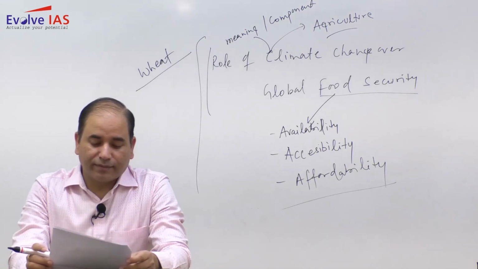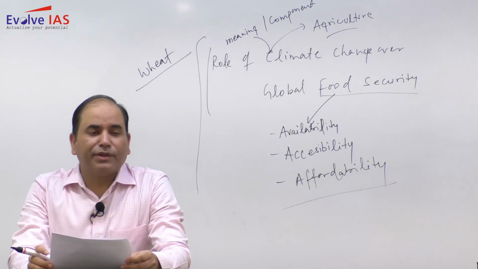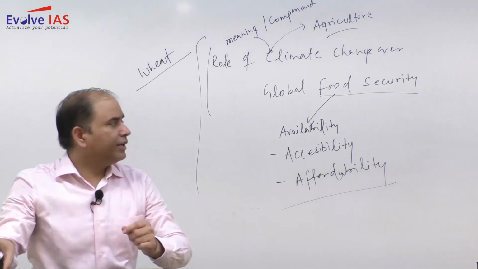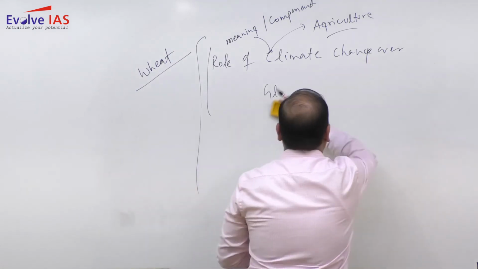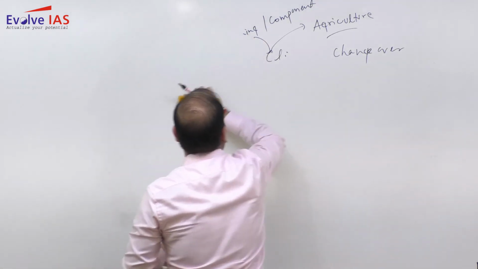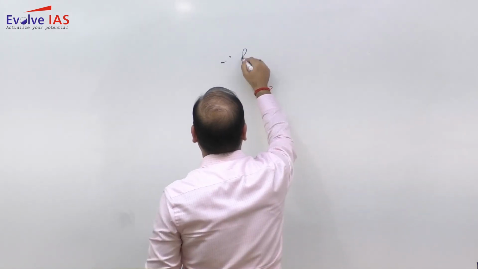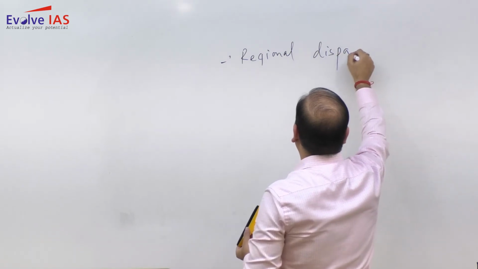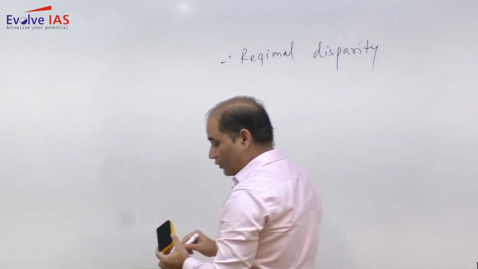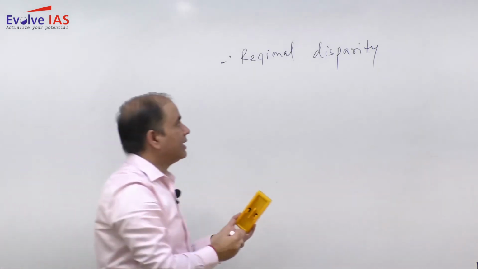Moving to the next question. Explain in detail the impact of regional disparities on economic development. So here you have to write the regional disparity. So first you need to write the regional disparity. So when you write regional disparity, why is the regional disparity existing?